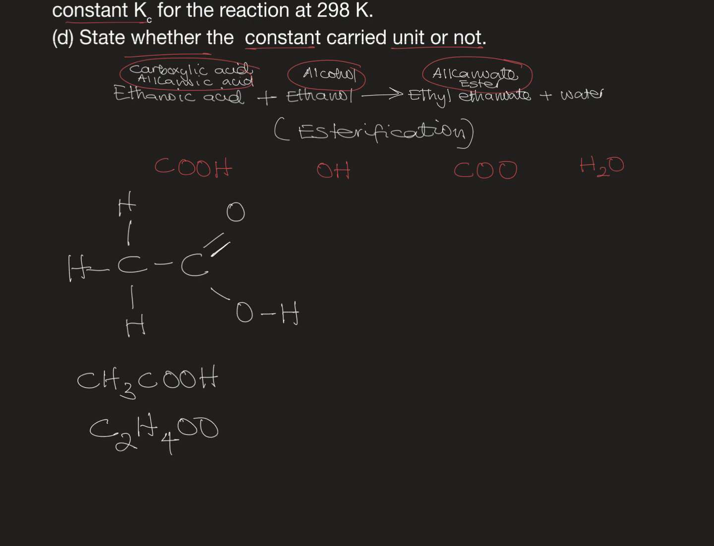So if I want to compress this further, I can say C2H4O2. So why? Because you have two carbons, C2. How many hydrogens? 1, 2, 3, 4. 4 hydrogens, and then 2 oxygens. So this is the chemical structure of the ethanoic acid.